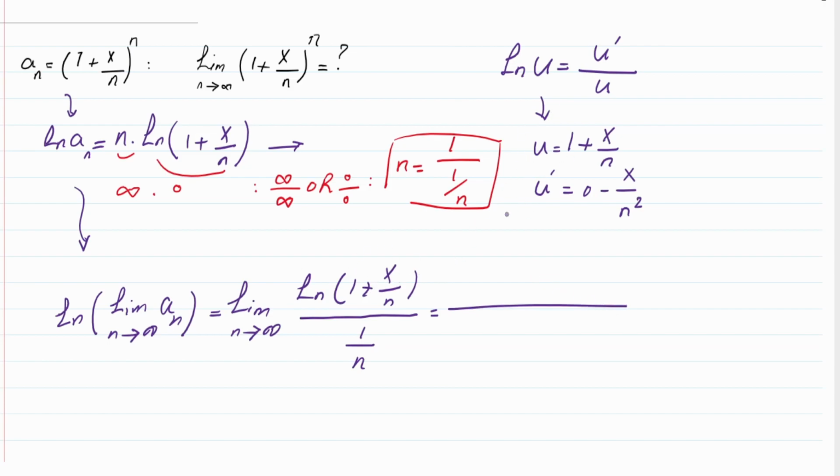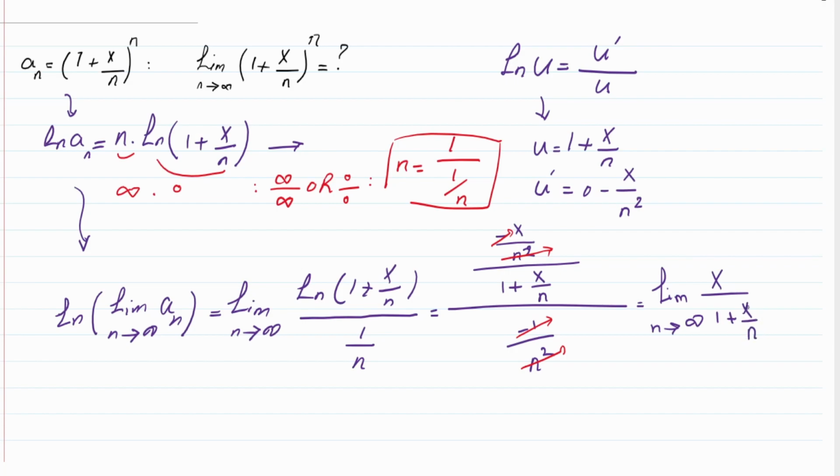So if we take the derivative of both the top and the bottom, we have the derivative of the numerator, u prime divided by u, which is minus x over n squared divided by u, which is 1 plus x over n, and the derivative of the bottom is minus 1 divided by n squared. We know that these two terms cancel out each other, and the negative 1 cancels this negative. Then we have the limit as n approaches infinity of x divided by 1 plus x over n. As n approaches infinity, we know that this part is going to be 0, so the limit is going to be x.